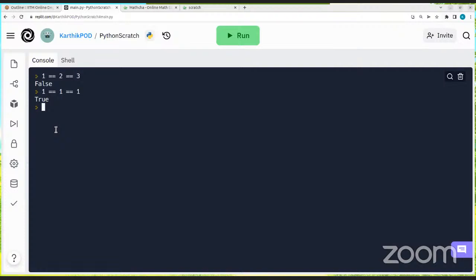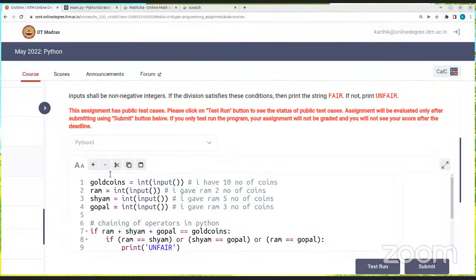So in the previous code, we could have written Ram is equal to Sham is equal to Gopal. No, that was the error, right? So that is why the code was not working. You can't do that because it will be an and.